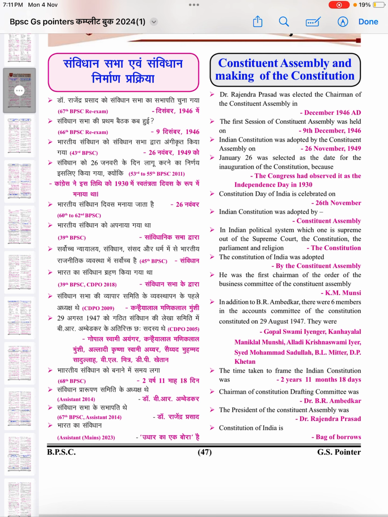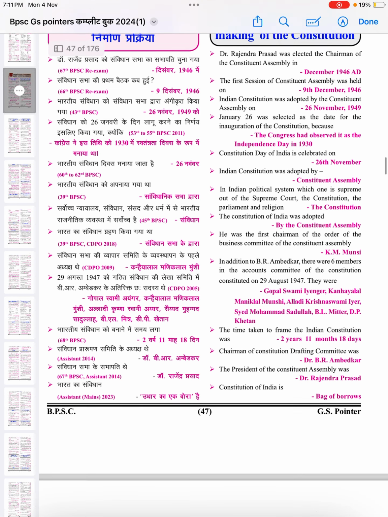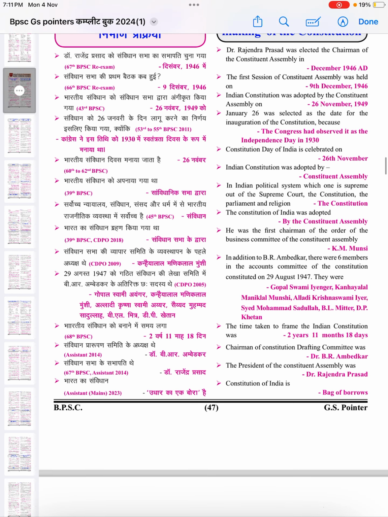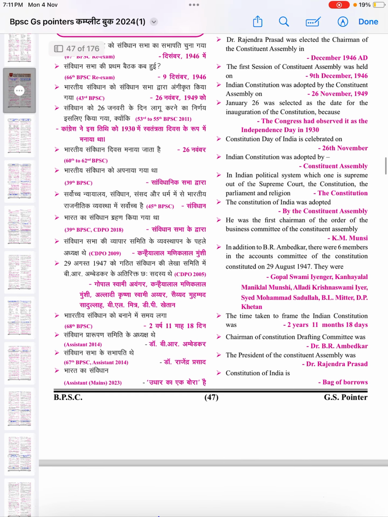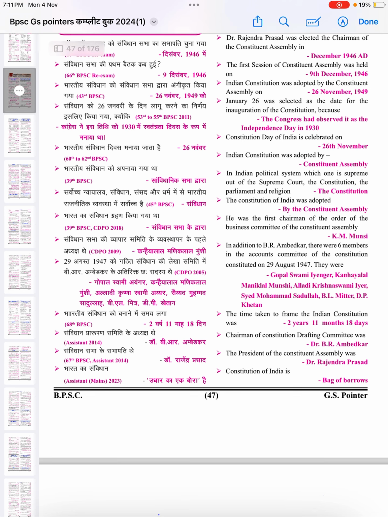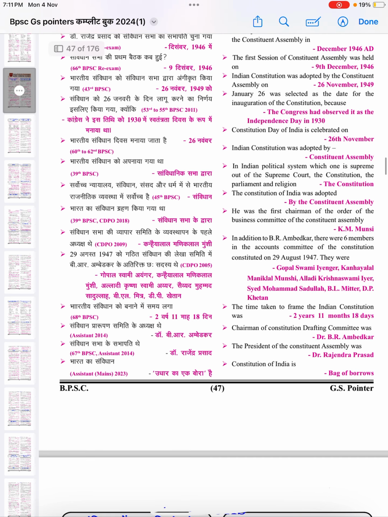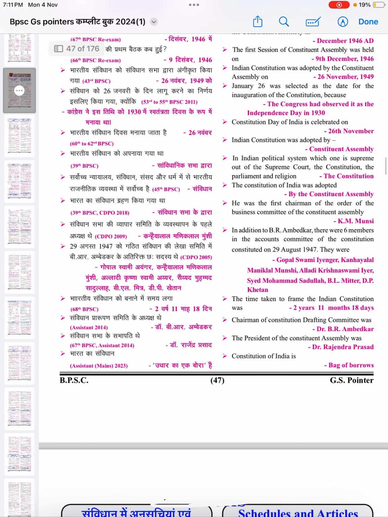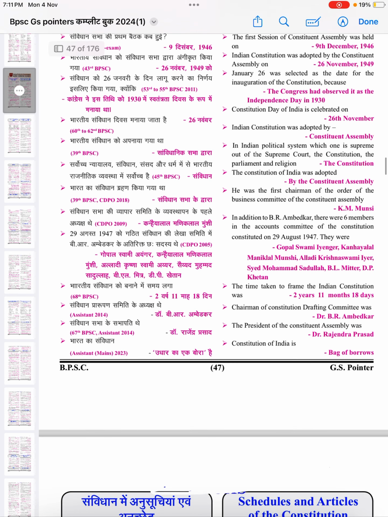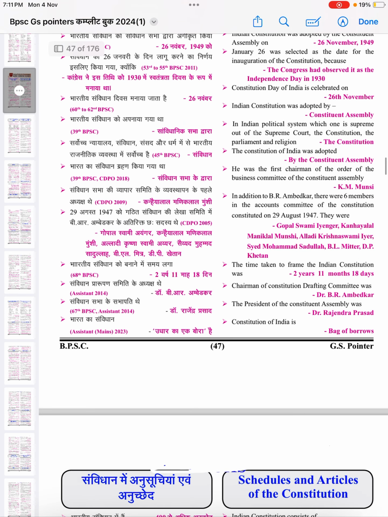January 26 was selected as the date for the inauguration of Constitution because the Congress had observed it as an Independence Day in 1930. Constitution Day of India is celebrated on 26 November. Indian Constitution was adopted by Constituent Assembly. In Indian political system, which one is supreme? The Constitution. The Constitution of India was adopted by the Constituent Assembly.